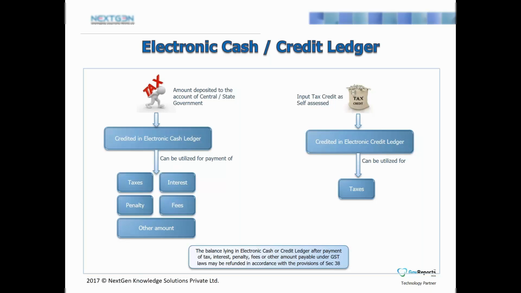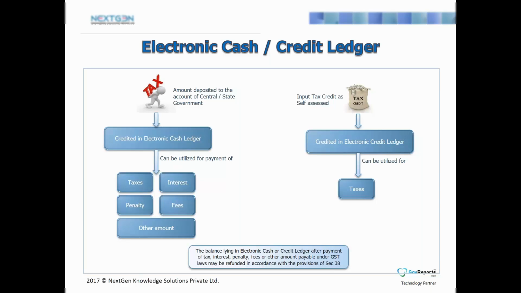Amount deposited by the taxpayer in the bank towards central or state government tax dues is credited in his electronic cash ledger, and this payment can be utilized towards payment of major heads like taxes. Taxes could be CGST, IGST or UTGST, towards payment of interest, and payment of interest will also have subheads, payment of penalty, payment of fees or any other amount which is liable under GST rules.